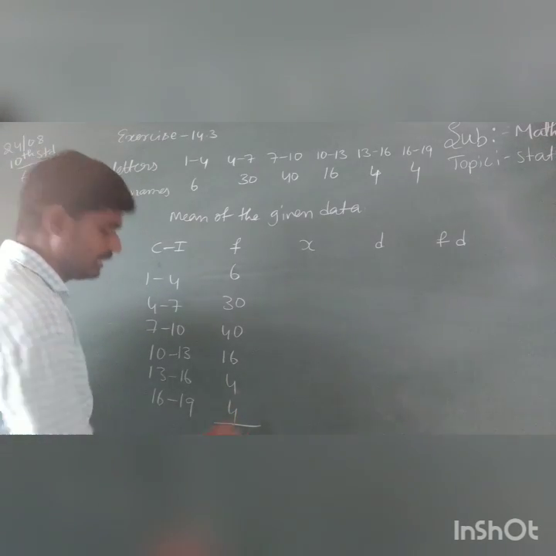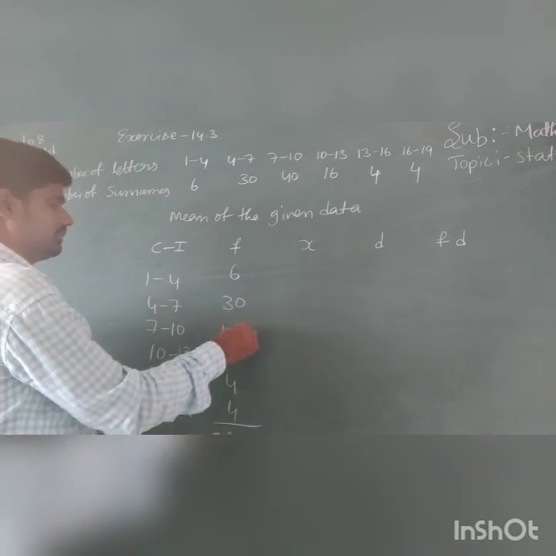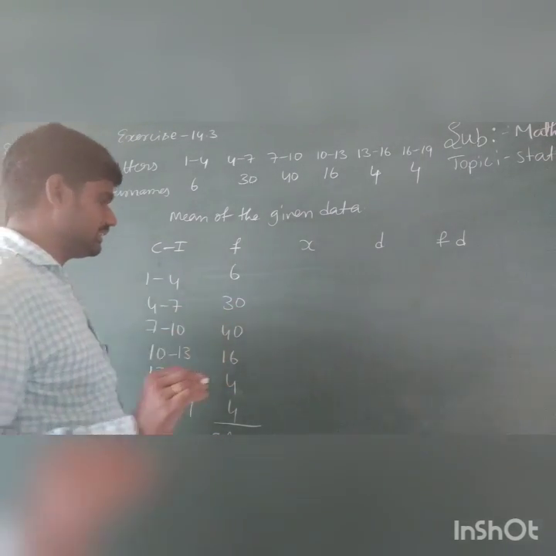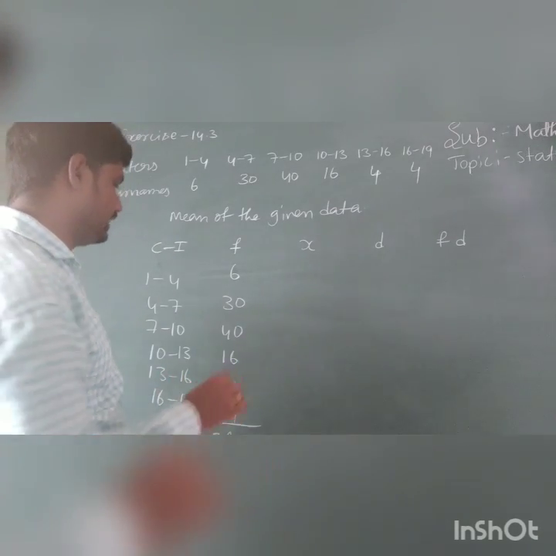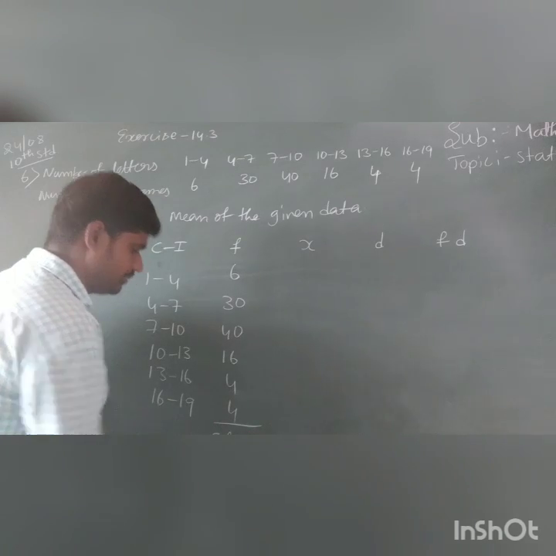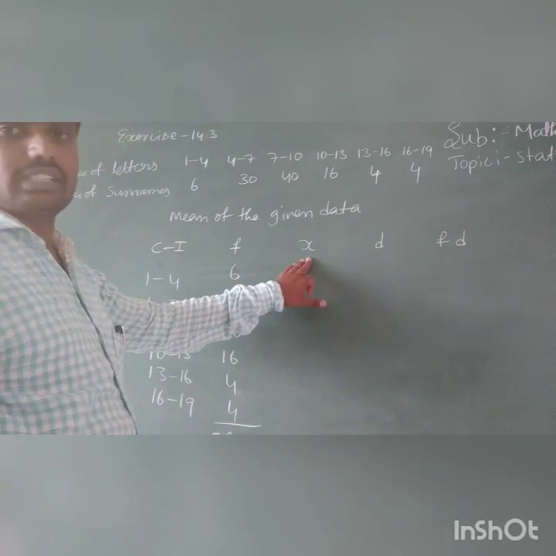Now find the sigma f, summation of f. Add 6 plus 30, 36, 36 plus 40, 76, 76 plus 16, 92, 92 plus 4, 96, 96 plus 4, 100. This value of sigma f is 100.